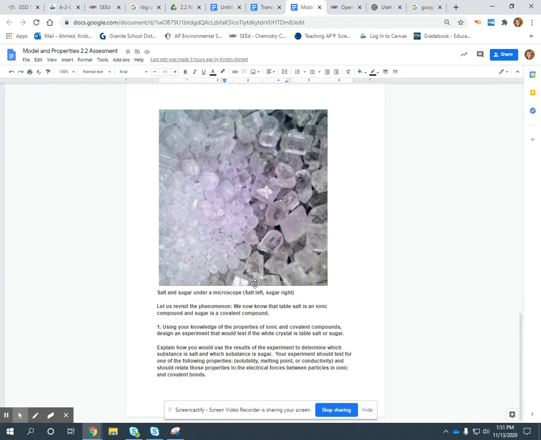On the final page, you'll see this picture of salt and sugar under a microscope. Here are our salt crystals and here are sugar crystals. And your task is to describe an experiment. So based on what you know about the properties of ionic and covalent compounds, design an experiment that would test if the white crystal is table salt or if it's sugar. So you need to explain what your experiment would be and how the results would tell you which one is salt and which one is sugar.